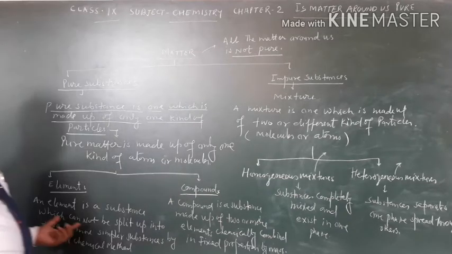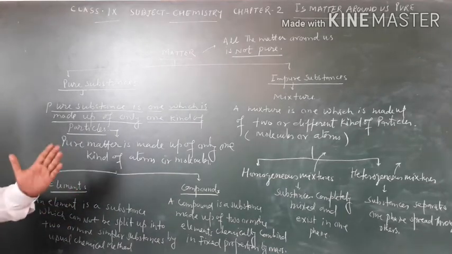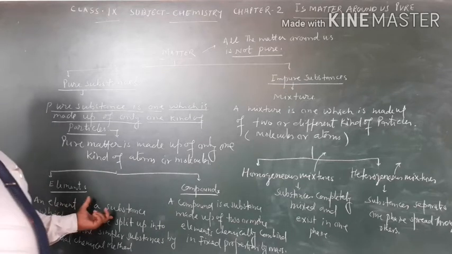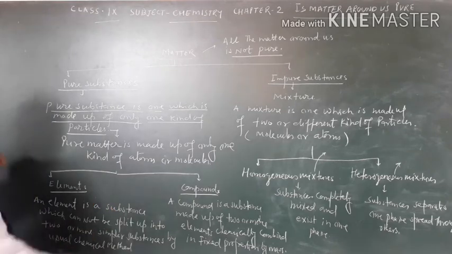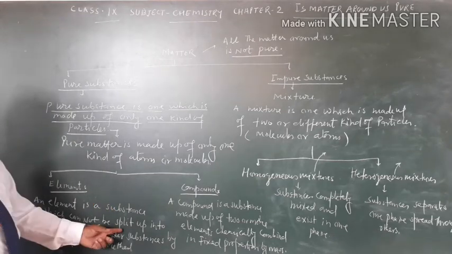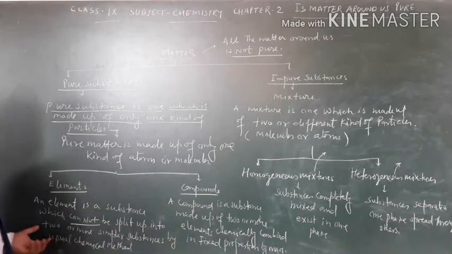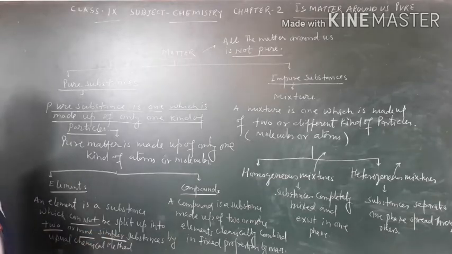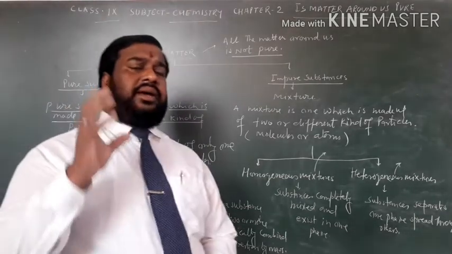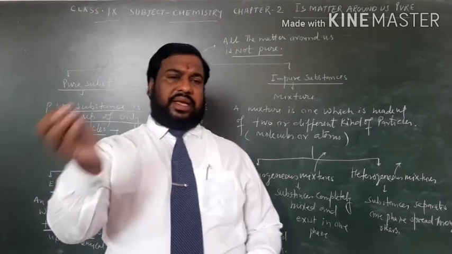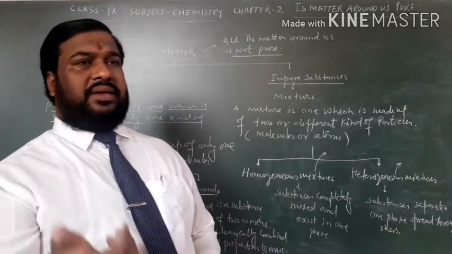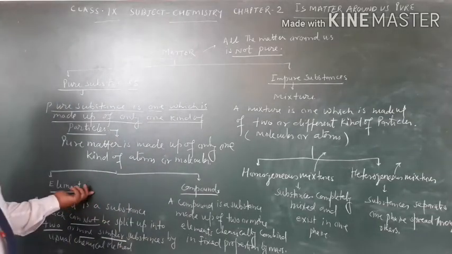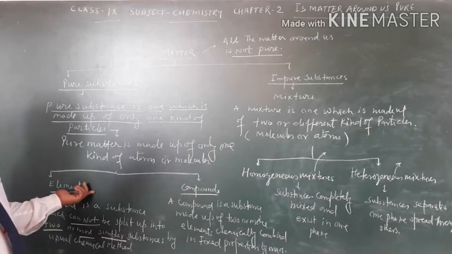So here, elements cannot be divided further. An element is a pure substance which cannot be split up into two or more simpler substances by usual chemical methods like heat, electricity or light. So elements cannot be divided further.